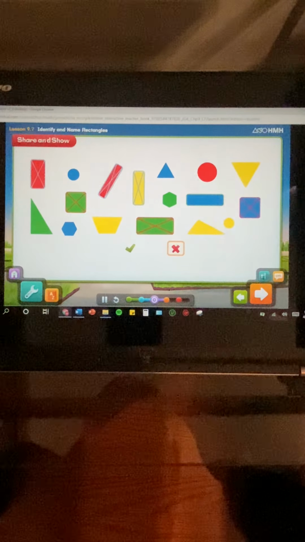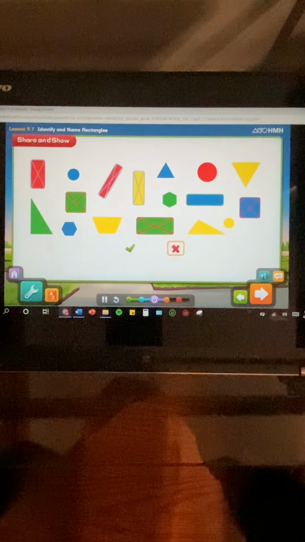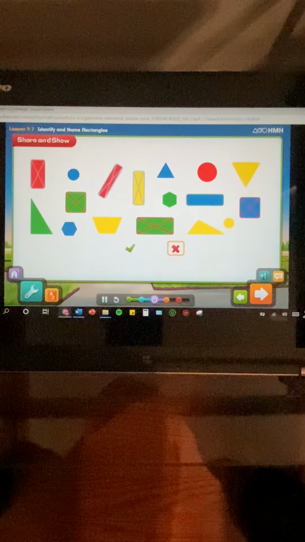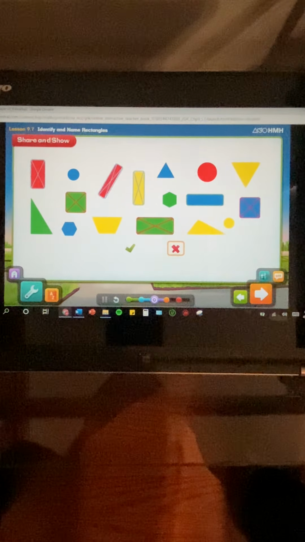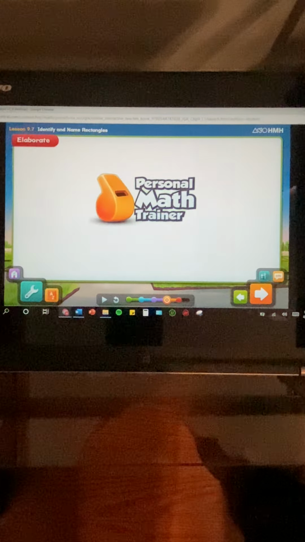Good job. Rectangles can be different sizes, colors, and positions, but all rectangles have 4 straight sides and 4 vertices. Okay, and I think that's it. Now let's practice. Great job.